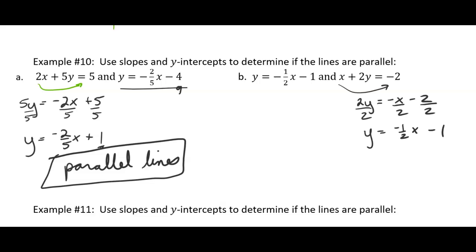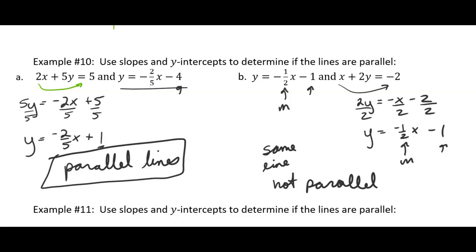Okay, so this time they have the same slope. There's the slope, m. There's the slope for this one, m. Those are the same, but the y-intercepts are also the same. So these are actually the same line. The equations look different, but they're the same line, and so they're not parallel lines. Not parallel, because you just have one line. I hope that makes sense.